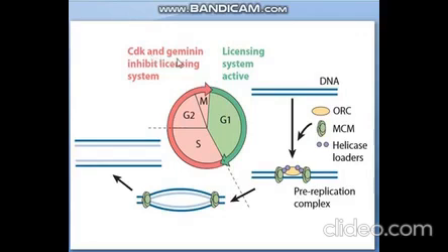So CDK and geminin are the proteins that are going to inhibit the licensing system. When the cell is not required to divide, they will inhibit it. But when the cell is needed to divide, the licensing system will become active, and it is composed of different proteins: helicase loaders, ORC proteins, MCM proteins, and the pre-replication complex. All that licensing system is then going to activate the S phase, and this S phase is going to cause the division of the cells later on.